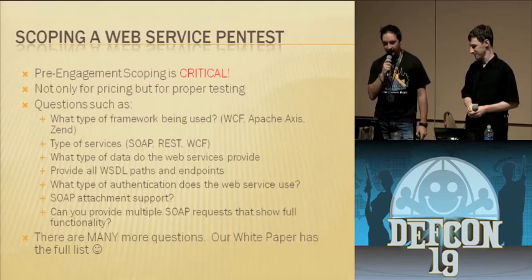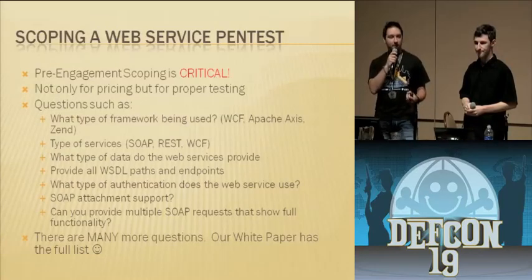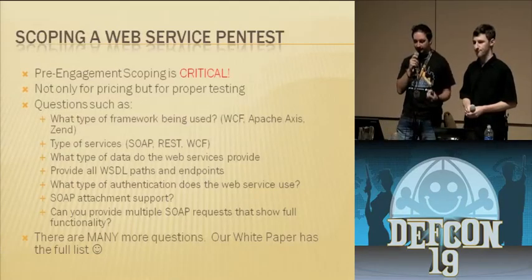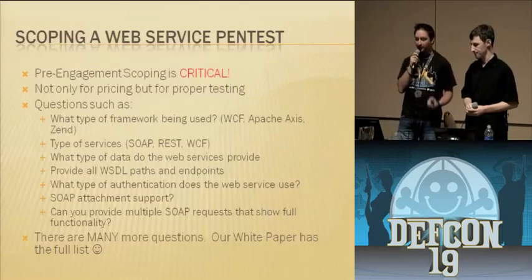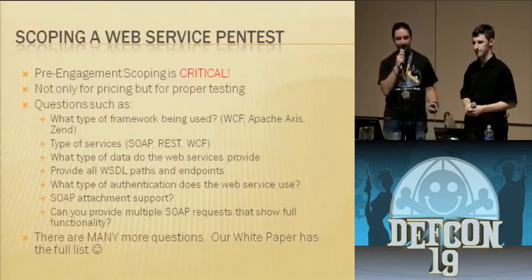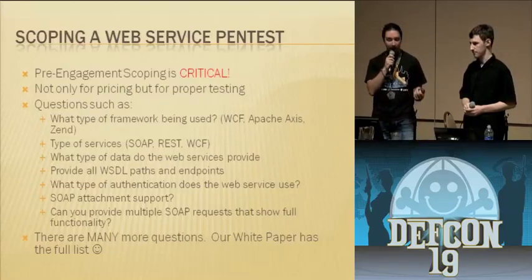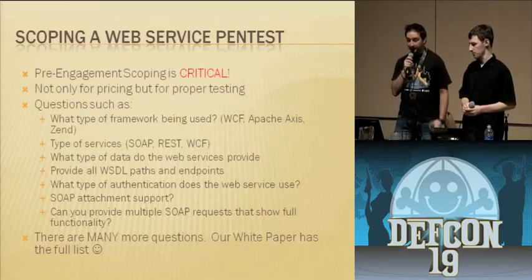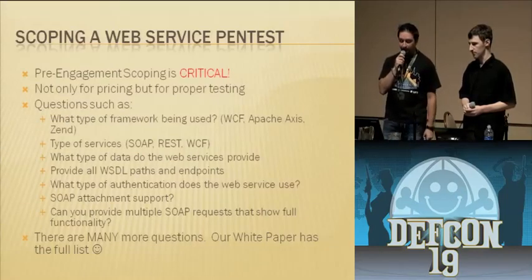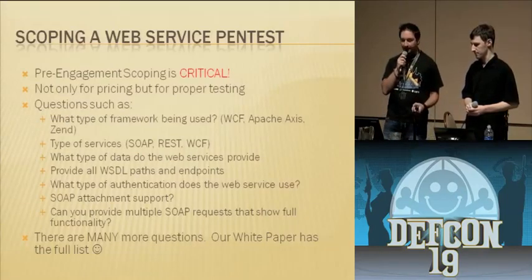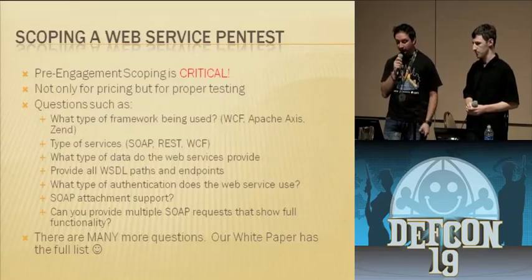So, scoping. This is a big piece that I want to spend some time on. This is absolutely critical when we're talking about testing web services. These are the types of questions you need to ask. Things like determining what type of framework, so WCF, Apache Axis, Zend, you have to know that to start off with. The types of services, do they use REST, SOAP, what type of data, and provide all those WSDL endpoints and paths. We need to have that in advance to do the testing properly.